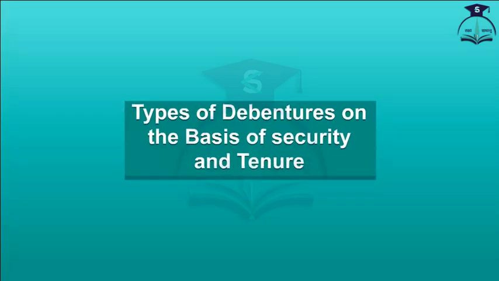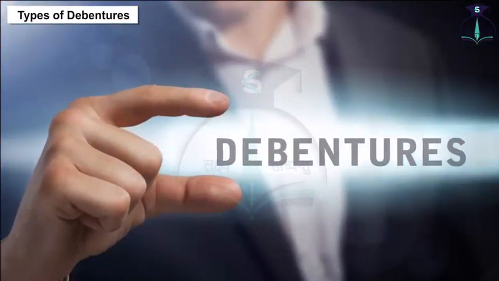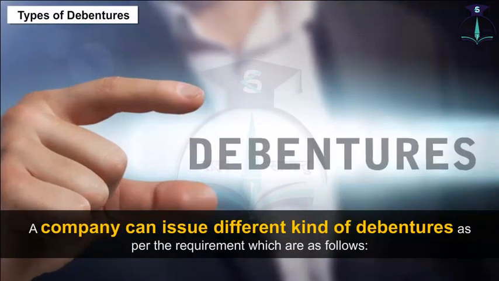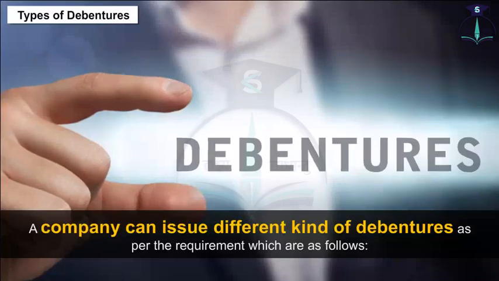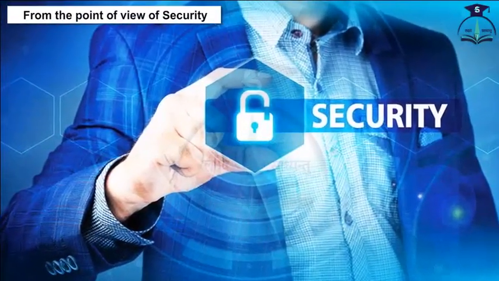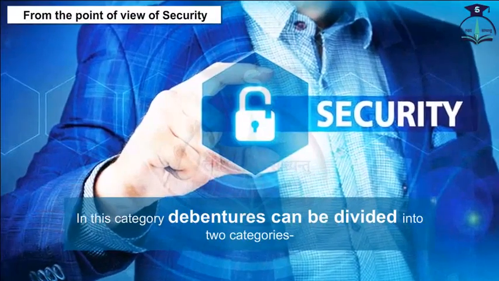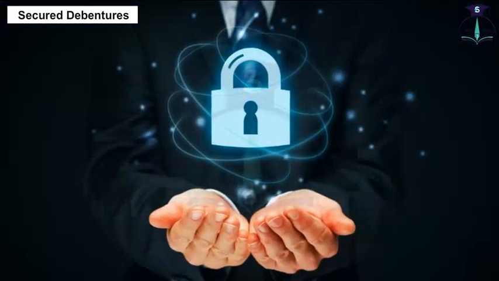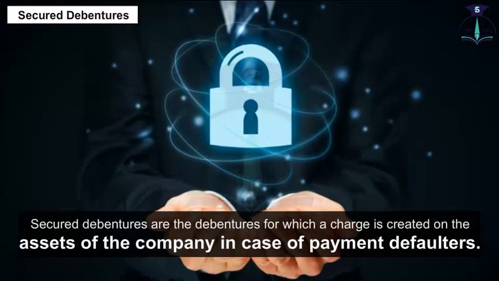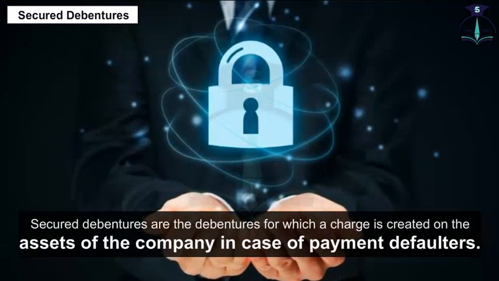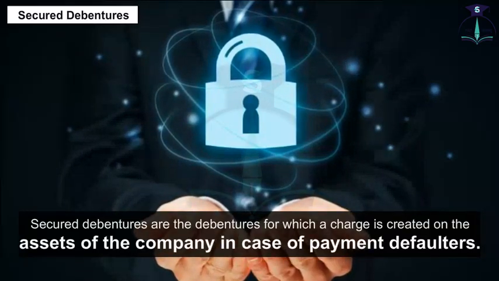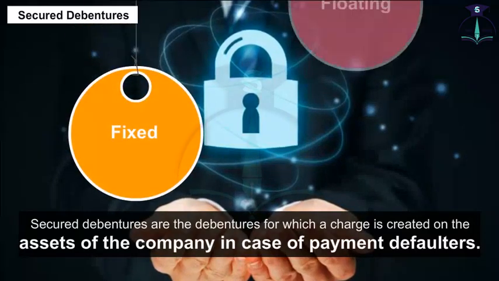Types of debentures on the basis of security and tenure. A company can issue different kinds of debentures as per the requirement, which are as follows. From the point of view of security, debentures can be divided into two categories. A. Secured debentures. Secured debentures are the debentures for which a charge is created on the assets of the company in case of payment default. The charge may be fixed or floating.